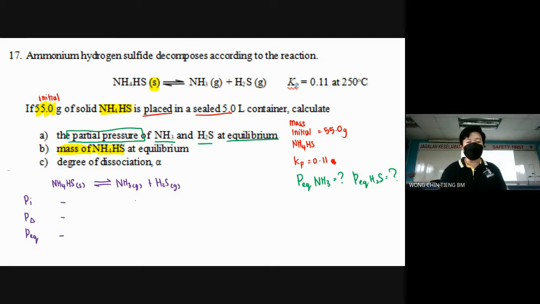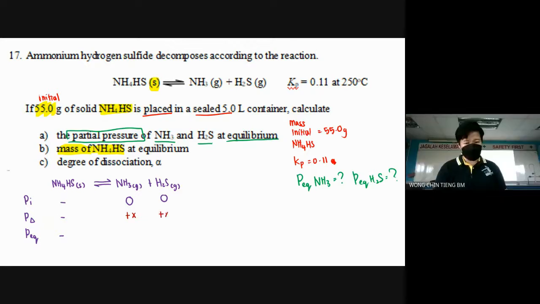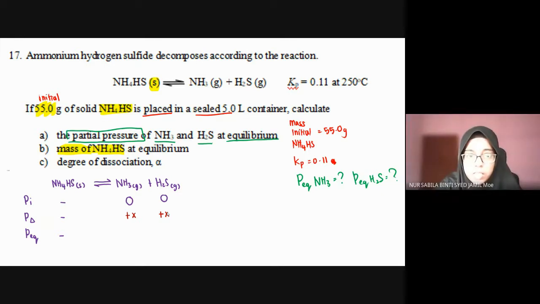So your initial over here, like we say yesterday, dia tak bagi initial dan dia tak tanya. Therefore, kita assume terus initial kosong. Betul? Alright, Mimi, change. Can I have the change please? Positive X. Positive X, lagi. Positive X. Alright, next, Sabila, why positive? The same question yesterday. For reactant, it will increase.